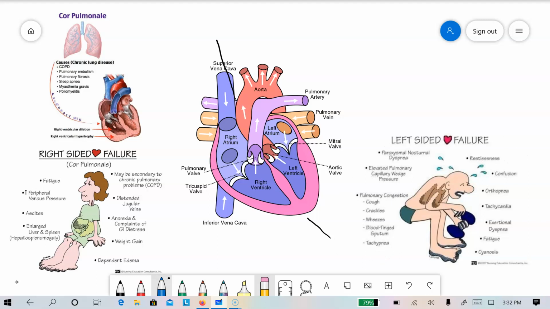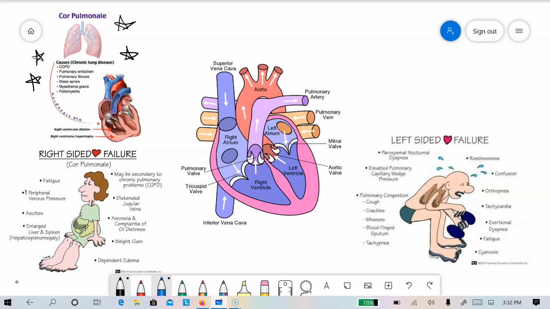Now on the flip side, when we talk about right-sided heart failure, it's typically not as common, but there are certain comorbidities that patients have that increase their risk. You may also have heard the term cor pulmonale. Right-sided heart failure is also known as cor pulmonale, and that is typically when the root cause is a respiratory condition.